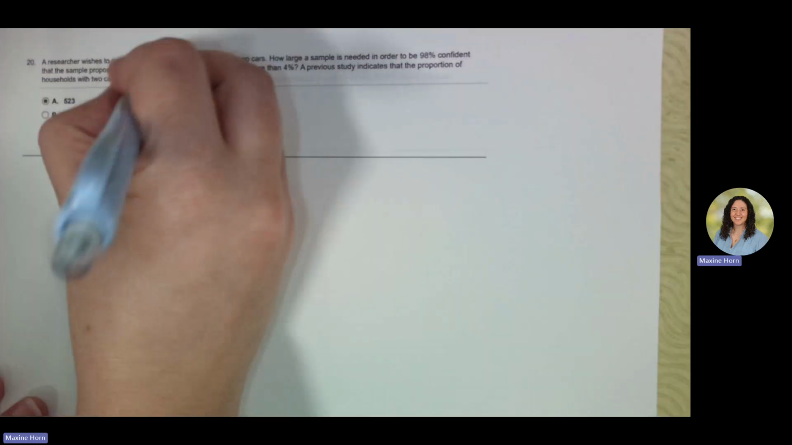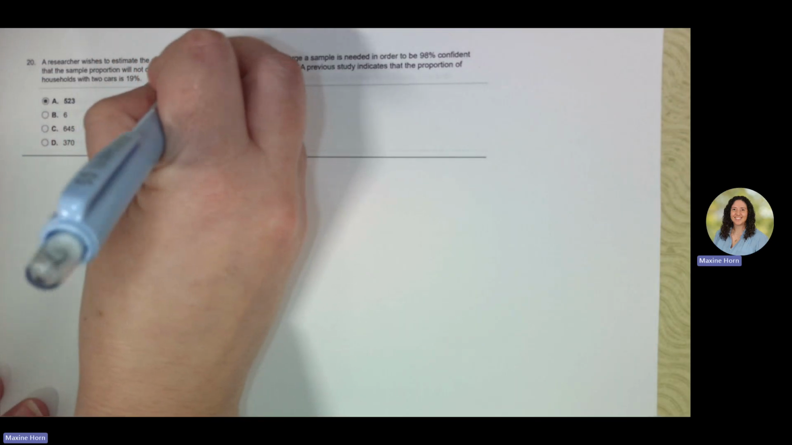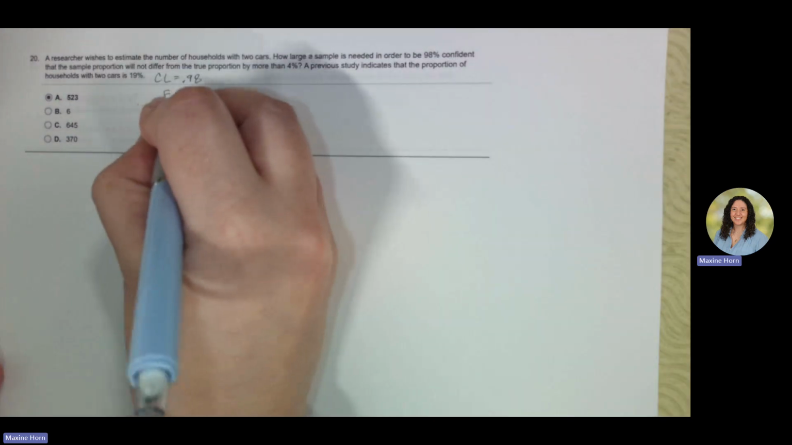Okay, a researcher wishes to estimate the number of households with 2 cars. How large a sample, so again, we're going to find our n, right? What is our sample size? How large a sample is needed in order to be 98% confident, so our confidence level is 98, that the sample proportion will not differ from the true proportion by more than 4%. Okay, so that's our margin of error, 4%. But then they tell us that a previous study indicates that the proportion of households with 2 cars is 19%. So a previous study gave us a p-hat of 0.19.